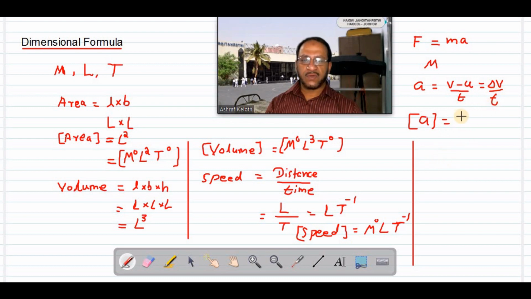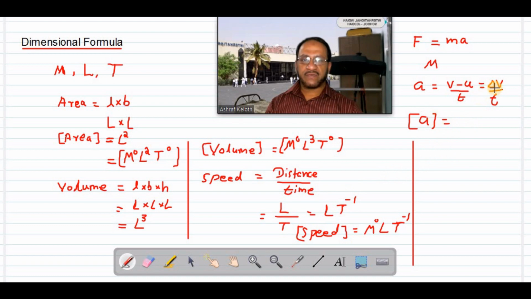Dimension of velocity is displacement by time. Speed and velocity have the same dimension. Speed is distance by time, velocity is displacement by time. Displacement also is in meter, time in second. So the dimensions of speed and velocity are the same. Both are length by time. So both have the same dimension, L T raised to minus 1.